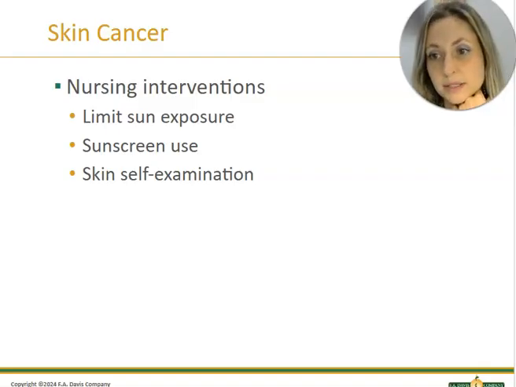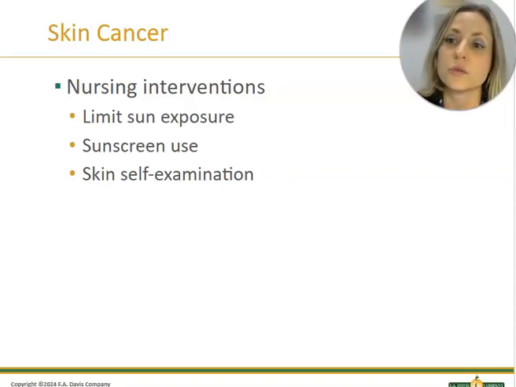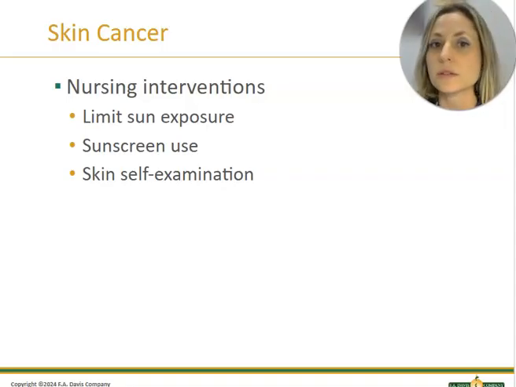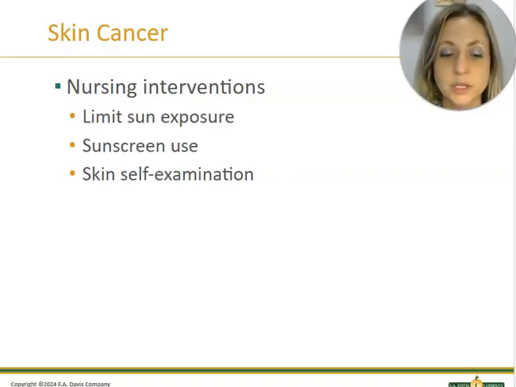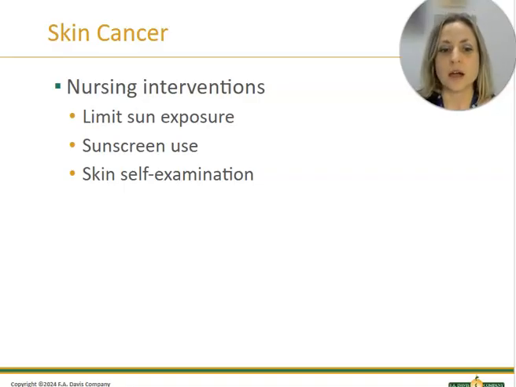So lots of nursing interventions. Prevention is really the most important thing here. If we have somebody that we know is at high risk, so a very pale or freckly person, they should be limiting their time in the sun, especially those hours between 10 and 2 when the sun is at the highest and the UV index is at the highest.